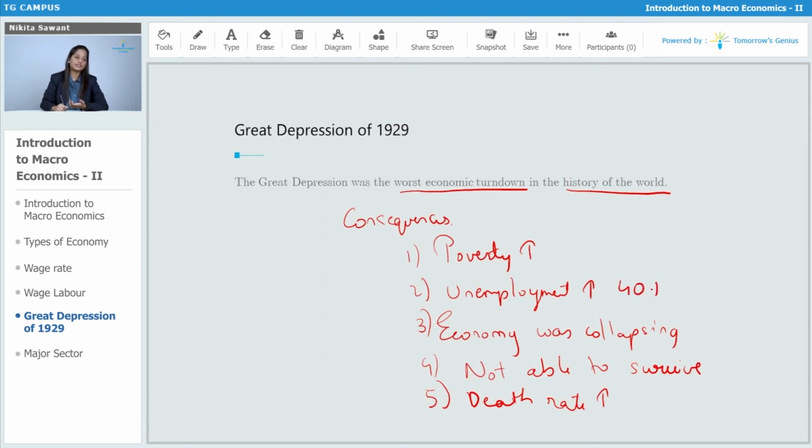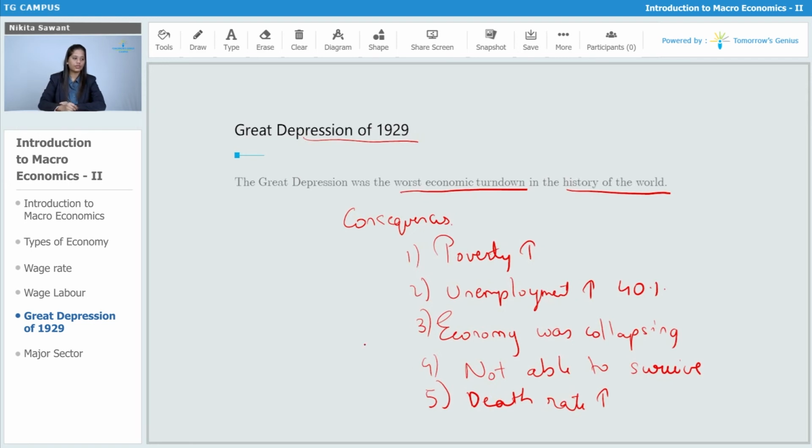Unemployment increased to 40%. That means 40% of the people in the world were unemployed during the Great Depression of 1929. So all these consequences were so bad that they affected the whole world. And when it affected the whole world, businesses started collapsing. Businesses started shutting down.